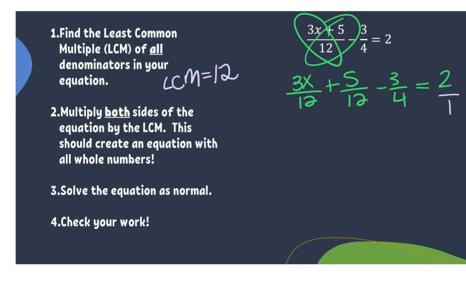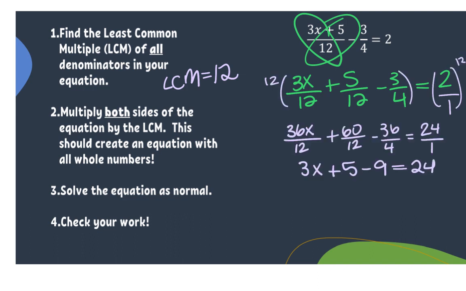Go ahead, pause the video, try this step out, and see if we get the same equation. Hit play when you're ready to check your work. If you've multiplied both sides of your equation by the 12 correctly, your new equation should be 3x plus 5 minus 9 equals 24. Make sure you don't fall for some common mistakes.